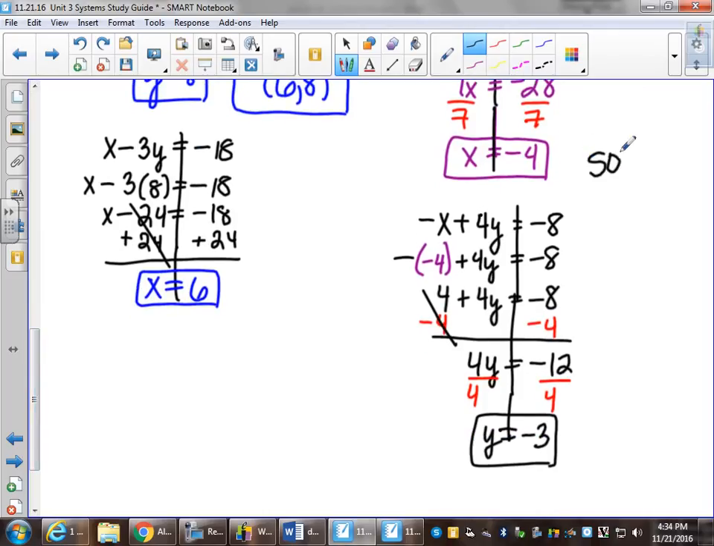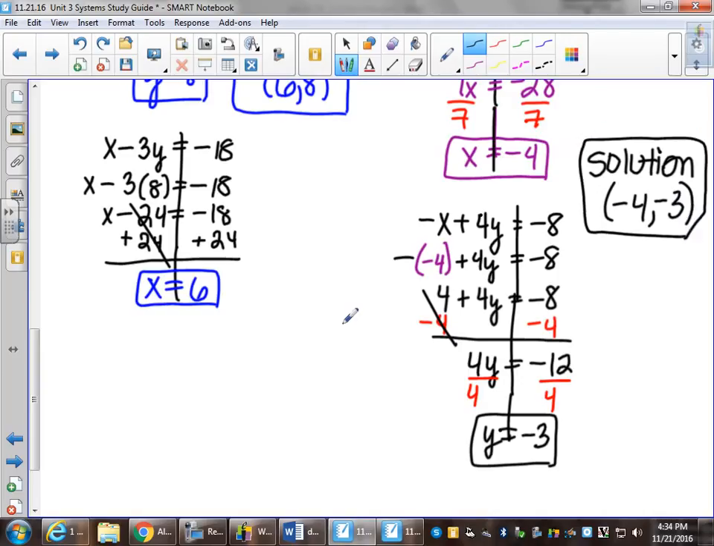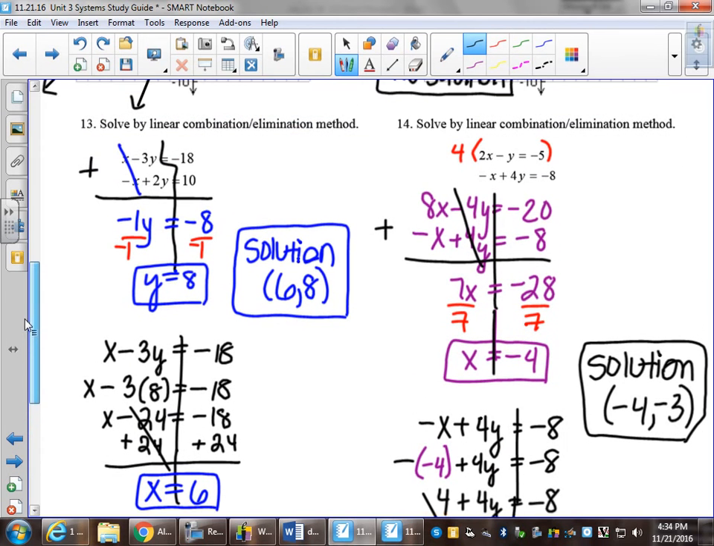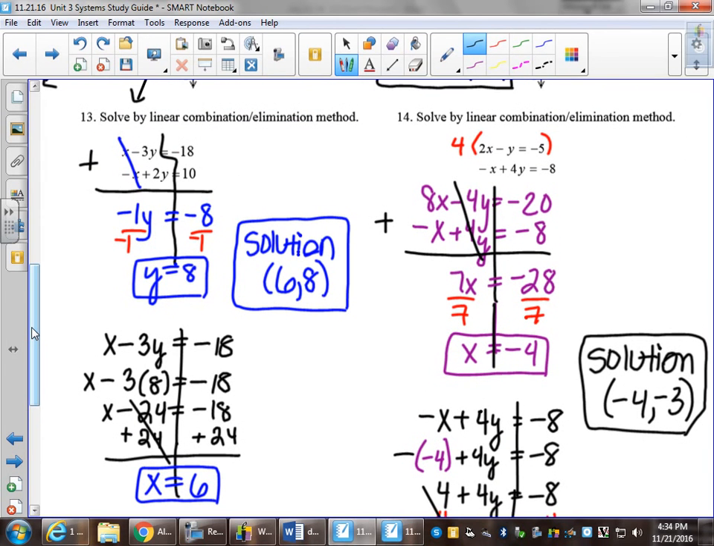So my solution for number 14 is negative 4, comma, negative 3. This is where the two lines would intersect. That's why we're calling it our solution. So there's 13 and 14.